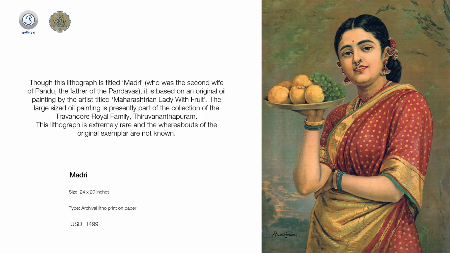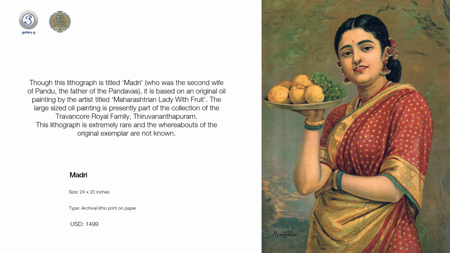Coming to the fourth lot, which is called Madhuri, is a curious case and again an extraordinary example of Raja Ravi Varma's genius. So this is reprinted after this famous Raja Ravi Varma painting, Maharashtrian Lady with Fruit. We all know this, and the moment one Googles it, this image appears. But it is not known why he named this lithograph as Madhuri.